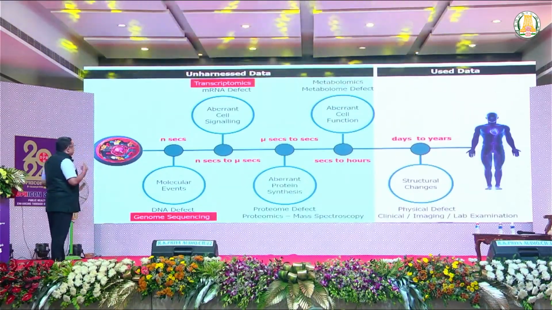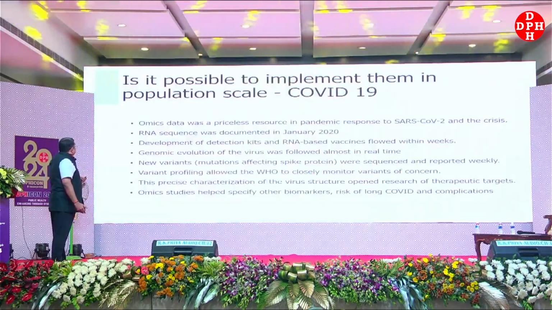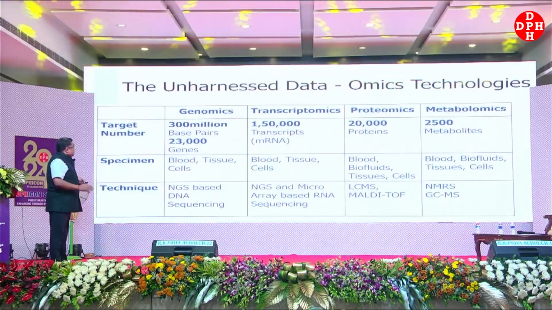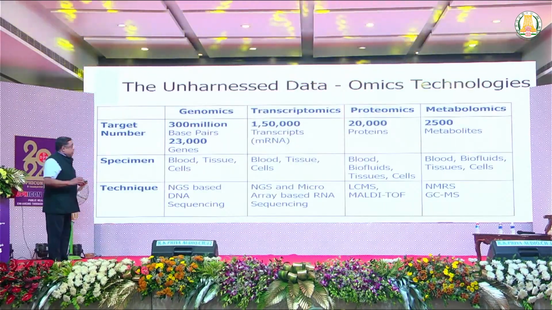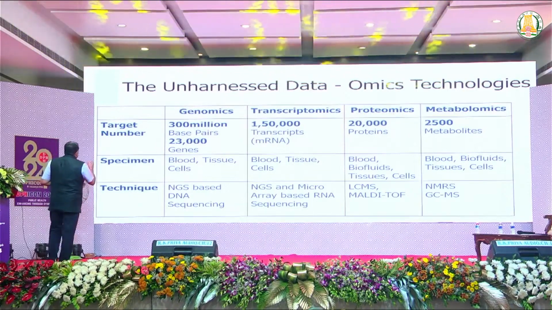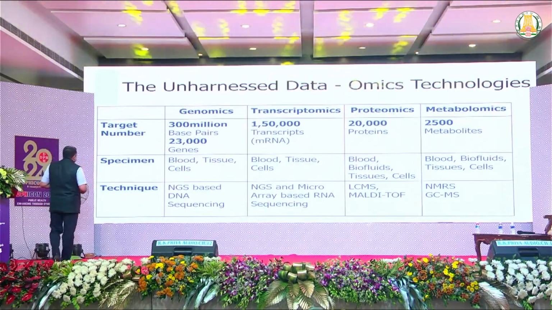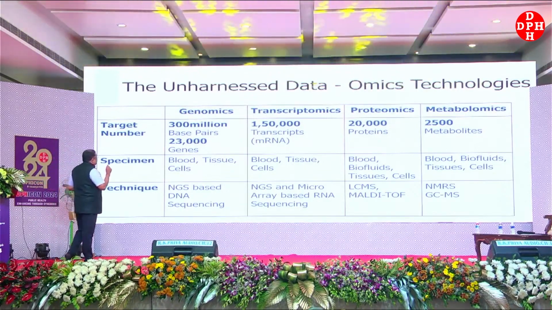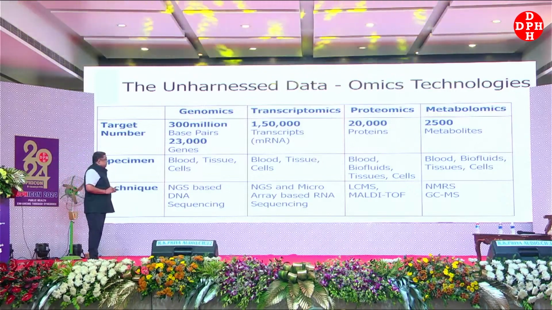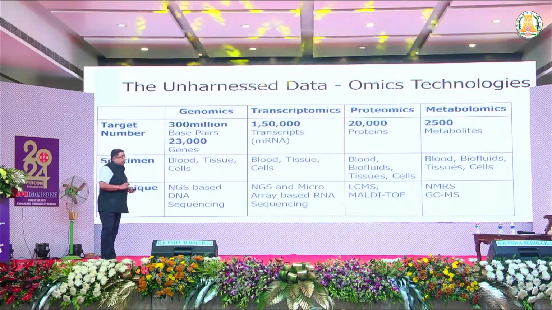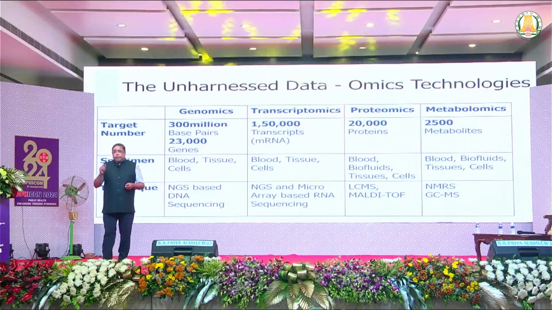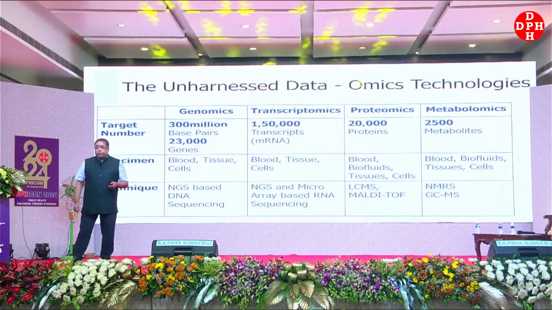Now I will look into what is the unharnessed data we have. Take genomics. You have data about 300 million base pairs. Transcriptome gives you 1.5 lakh data points. Proteome gives you 20,000 data points. Metabolome gives you 2,500 data points.